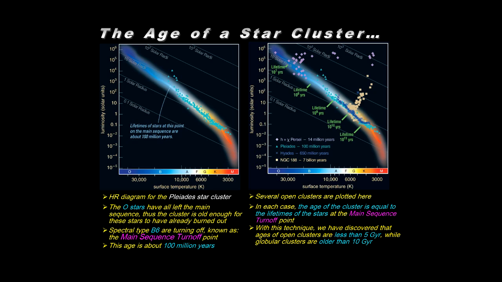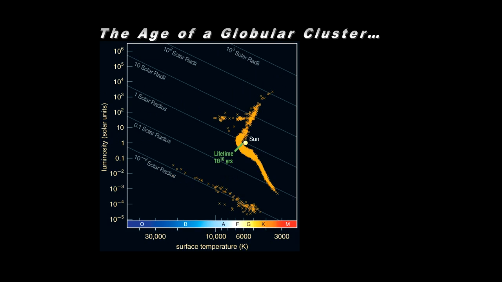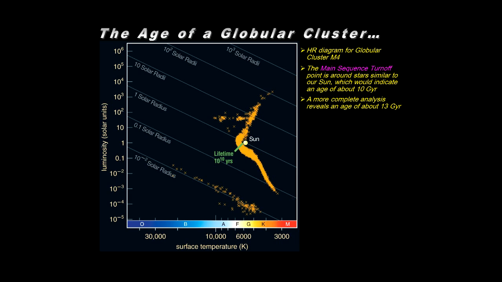And let's just look at a globular cluster now also and see how it looks on an HR diagram. The age of a globular cluster can be found in the same way. Here we have globular M4. We see the main sequence turnoff point is just about where our star, the Sun, is. That would indicate approximately that the cluster is about 10 billion years old, but there's complexities to everything, and it turns out that it really is consistent with the age being about 13 billion years old, which, by the way, constrains the age of the universe.